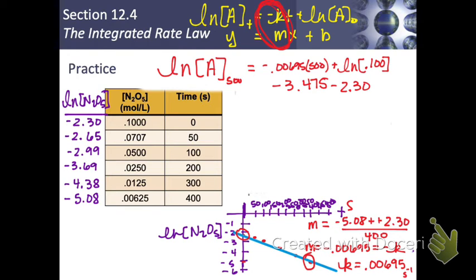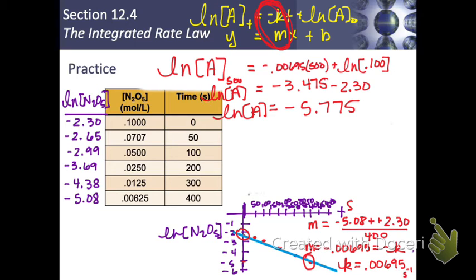Okay, so I'm going to set up my whole left side of the equation equals natural log of my concentration. So now if I take negative 3.475 minus 2.30, that gives me negative 5.775 equals natural log of A. So do you know how to get rid of the natural log? Take it to the E. You take it to the E. If this was just any other coefficient, we would divide by ln, but that's not really what natural log does. So in your calculator, you're going to use second natural log to get rid of the natural log.